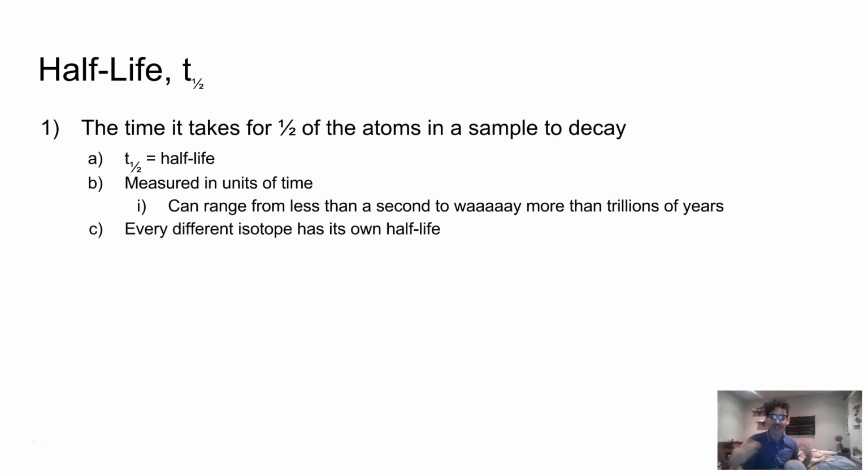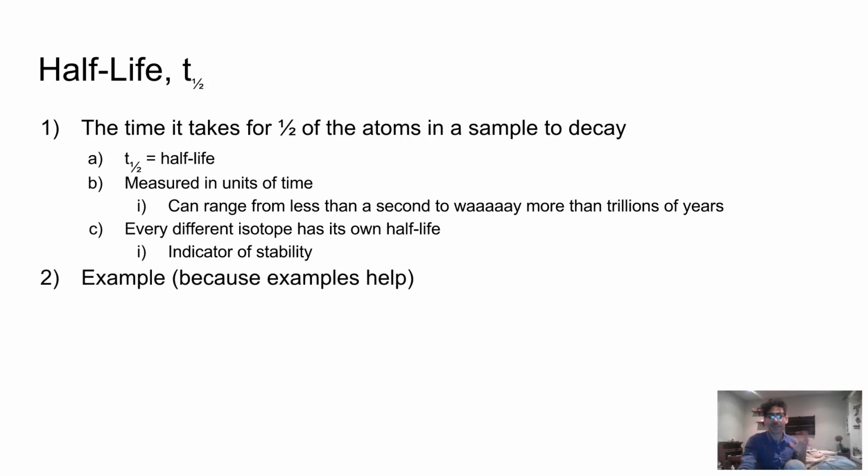Every different isotope has its own unique half-life. It's an indicator of stability. If something has a very long half-life and takes trillions of years to decay, it's pretty stable, compared to something that decomposes in less than a second, which is not very stable. It falls apart very quickly, like unstable things tend to do.